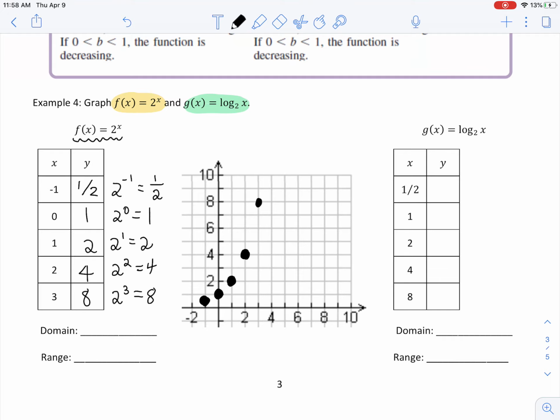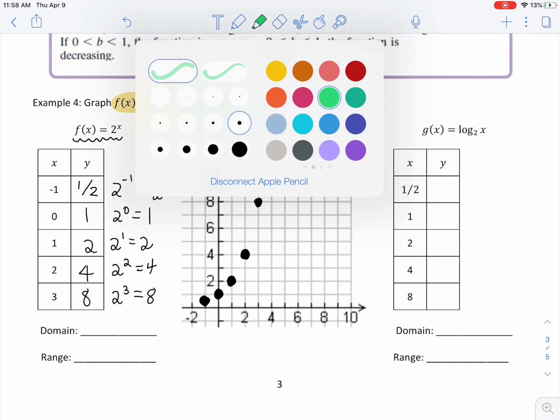Now, what will be the next point? (4, 16), right? That's going to be a big number. Now I'm going to go ahead and graph these lines. Maybe use this yellow highlighter.